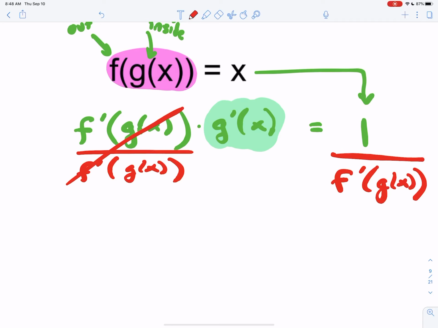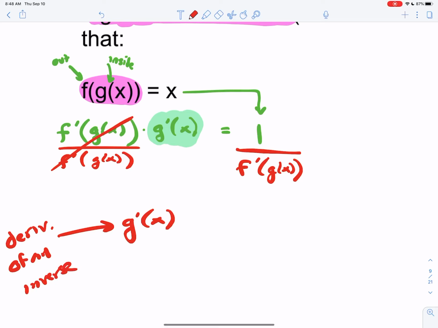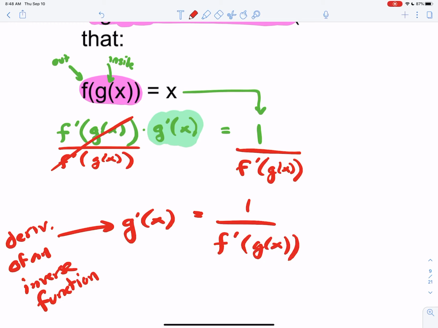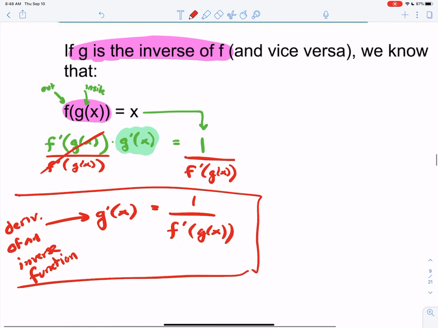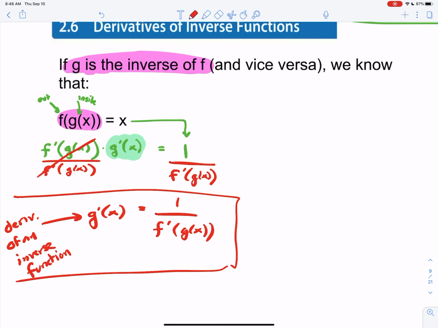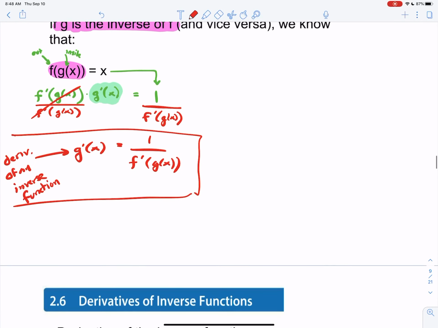Okay, so g prime of x, which is the derivative of an inverse function, okay, will be 1 over the derivative of f of g of x. What the heck does that all mean, right? Well, first off, what you guys just did here with me was we were able to derive the derivative of an inverse function through logic, okay? Not just making up rules, all right? So what the heck does that all mean, okay?